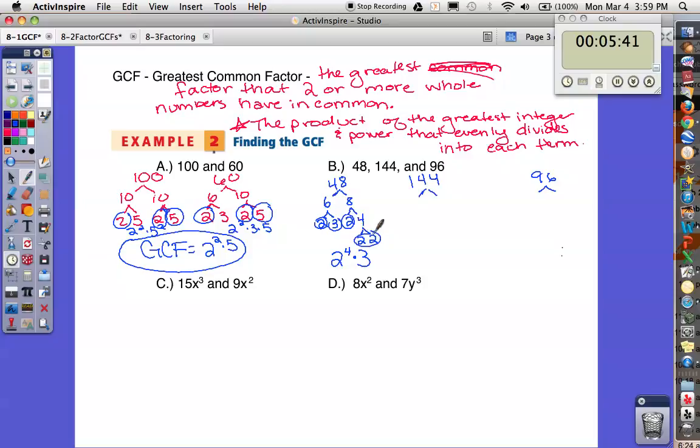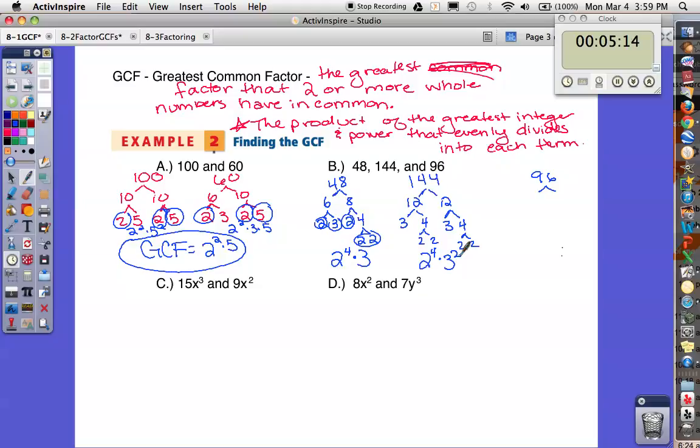All right, next one. 144 breaks up into 12 times 12. 12 breaks up into 3 times 4, and then 2 times 2. And we can do that over here as well. Look at all the ends then. What is your prime factorization of 144? We have 4 2's and then 3 squared.